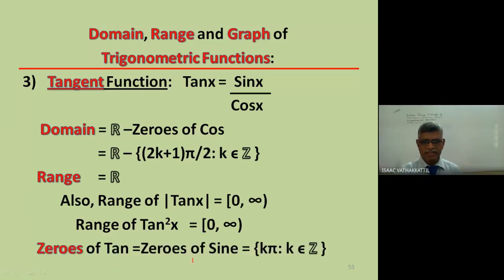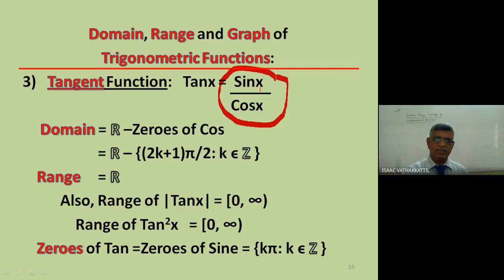Zeros of tan. Tan x, a fraction, is 0 when the numerator is 0. So zeros of tan is as good as zeros of sine. We know zeros of sine are integer multiples of pi, positive or negative. So zeros of tan and zeros of sine function are one and the same. Integer multiples of pi, that is tan pi, tan 2 pi, tan 3 pi, tan minus pi, are all zeros. So zeros of tan is also the set of k pi, k belongs to Z.